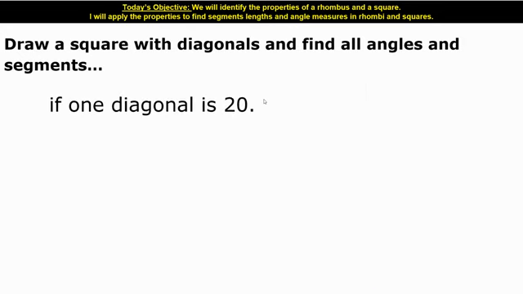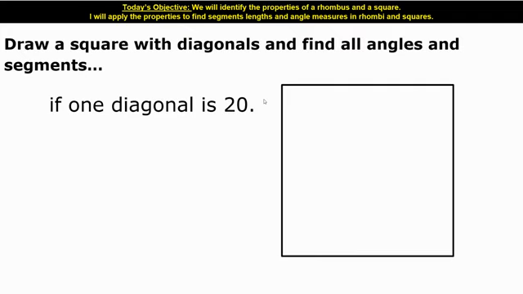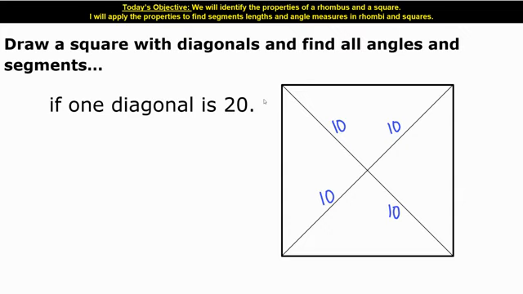Our last example, we're going to draw a square with diagonals and find all the angles and segments if a diagonal is 20. Let's draw a square. This diagonal is 20 units long. When I draw in both diagonals, I know that 20 is going to get divided in half. So there's 10 units there and 10 units there. Because it's a rectangle, my diagonals are congruent, so they're both 20, and they've both been divided into 10 and 10. Now, this is a rhombus, so the diagonals intersect at 90-degree angles. The diagonals also divide the angles in the corner in half, and those angles, since it's a rectangle, are 90. When they're divided in half, because it's a rhombus, they're each 45.